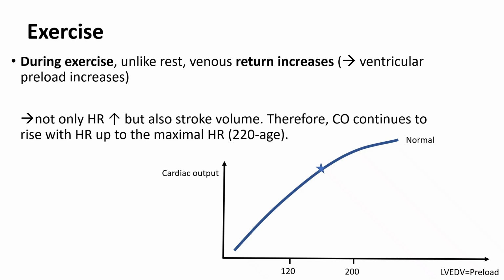Most of the rise in cardiac output during exercise is provided by heart rate, which rises 2 to 3 times, but it is also helped by a rise in stroke volume. Therefore, cardiac output continues to rise with a rise in heart rate up to the maximal heart rate, which is generally around 220 minus age, in that neighborhood.